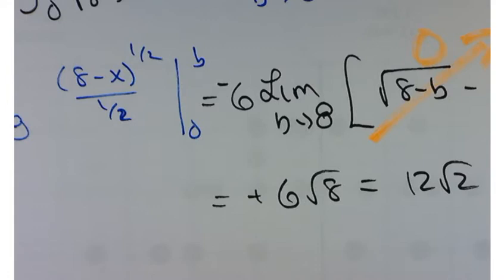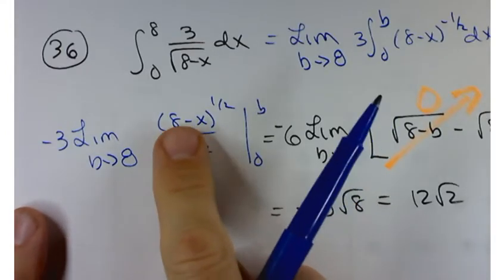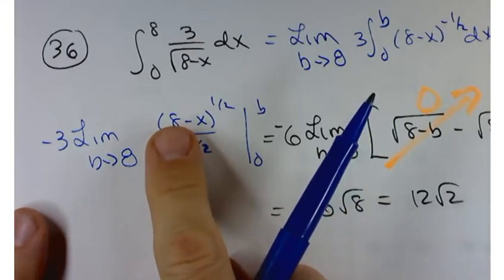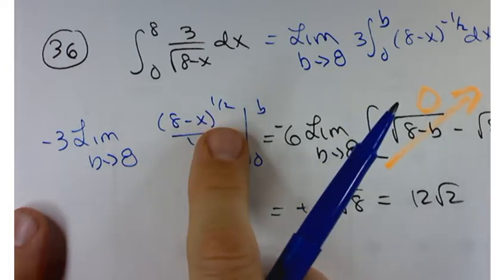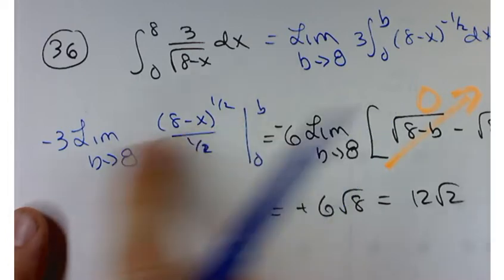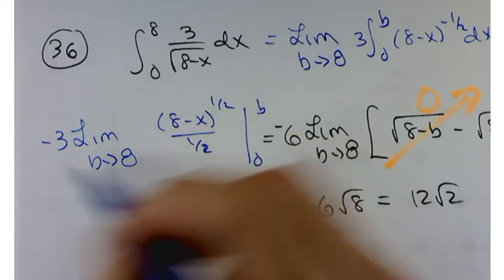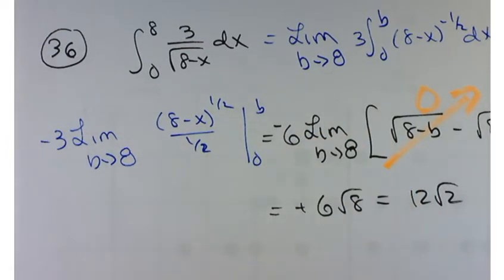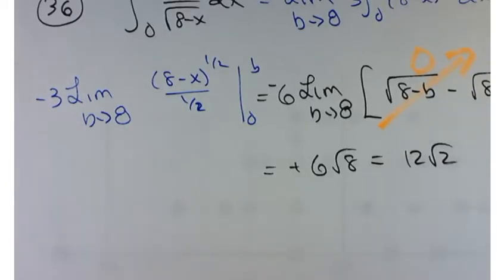Why? If you took time to do a u substitution, u equals 8 minus x, then your du would have a negative in it. And so I just factored that negative out. That negative would be part of the antiderivative. And rather than put it here, I just took it out front. Okay? All right. Thanks. Anything else on 36?